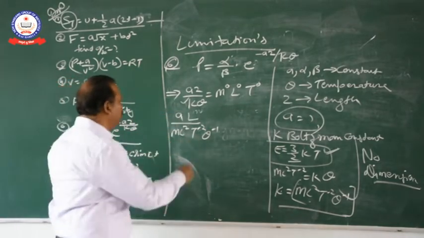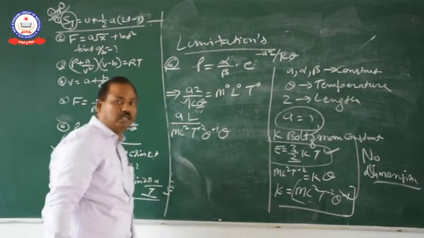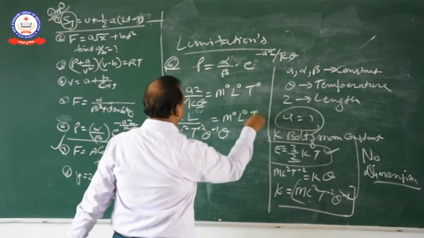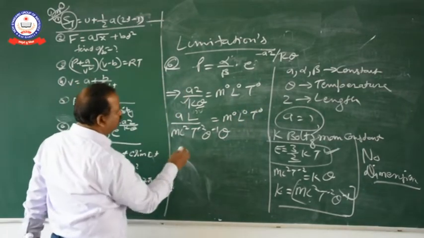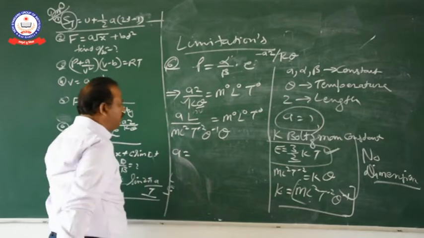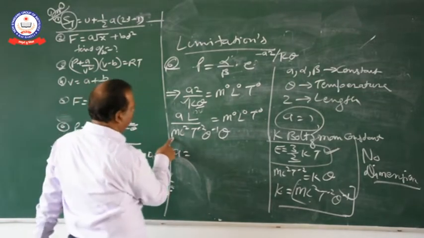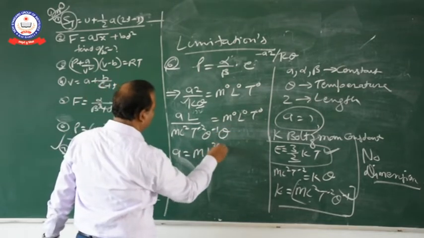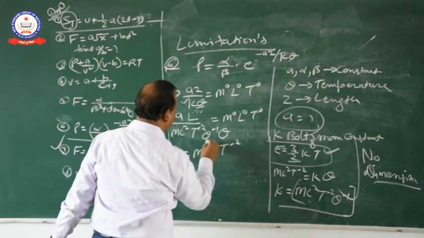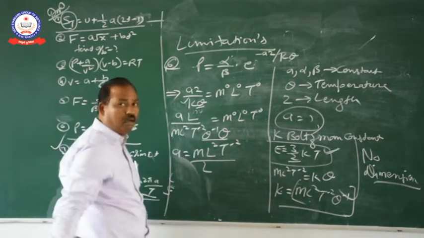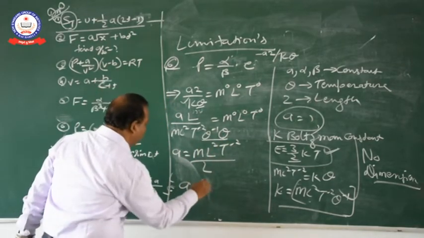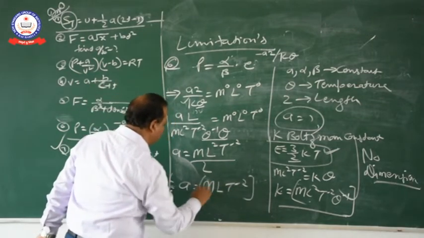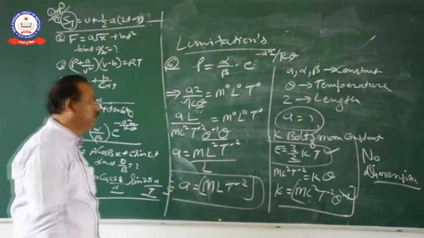Also here, theta, temperature, is equal to M⁰L⁰T⁰. So the dimensional formula of A: M, L²T⁻²θ cancels upon L. So the dimensional formula of A is MLT⁻².